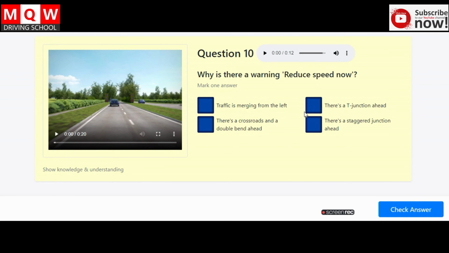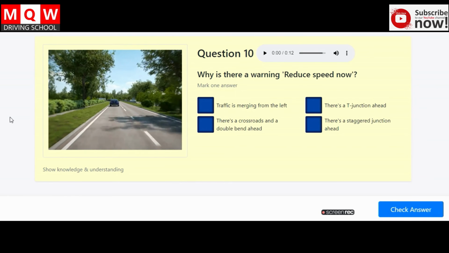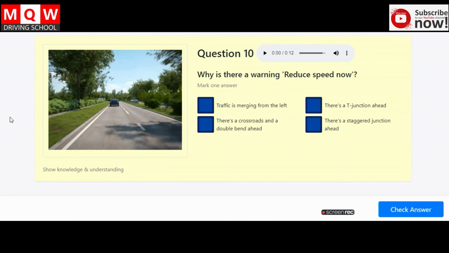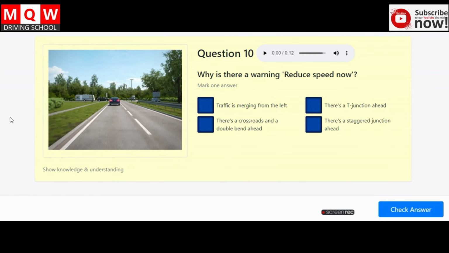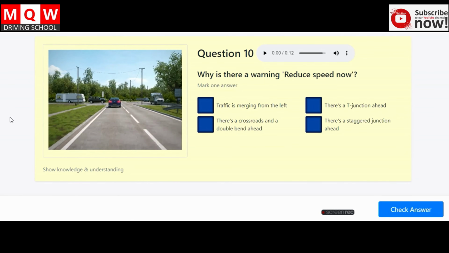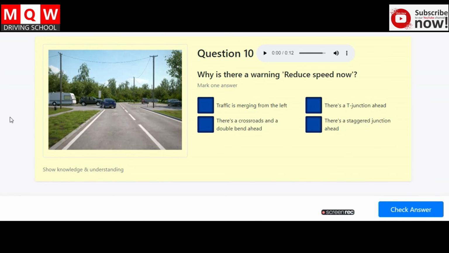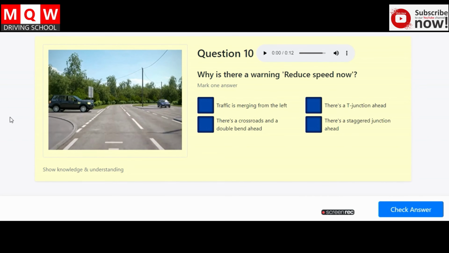So now let's go to the next clip. First of all, watch the clip. So you can see double bend sign, crossroad junction sign, you got national speed limit sign, and then you got white line in the center of the road, and you got solid line on one. Someone waiting on the left side wants to turn right, his signal is on, and he got caravan van at the back.